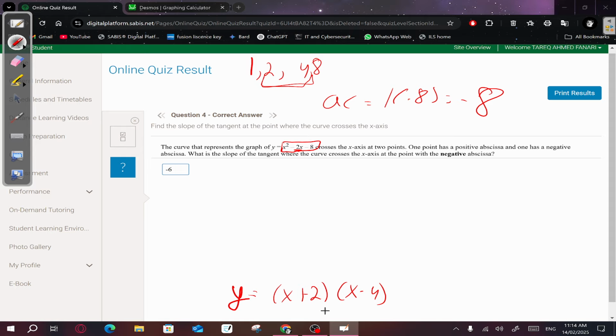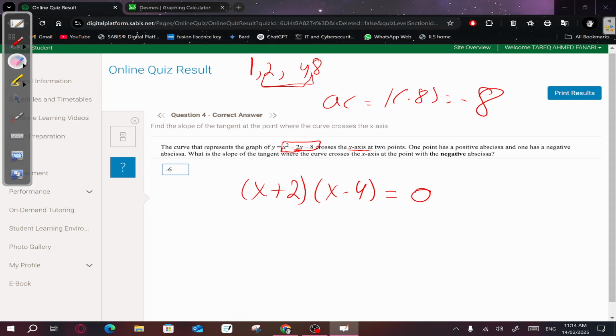Now, when it's the roots, when it's crossing the x-axis, y is going to be 0. So (x plus 2)(x minus 4) is going to equal 0. Now you can use the zero product principle, which basically states that this part equals 0 and this part equals 0. So x plus 2 equals 0, x equals -2, and x minus 4 equals 0, so x is going to equal 4. This is where I'm going to stop.